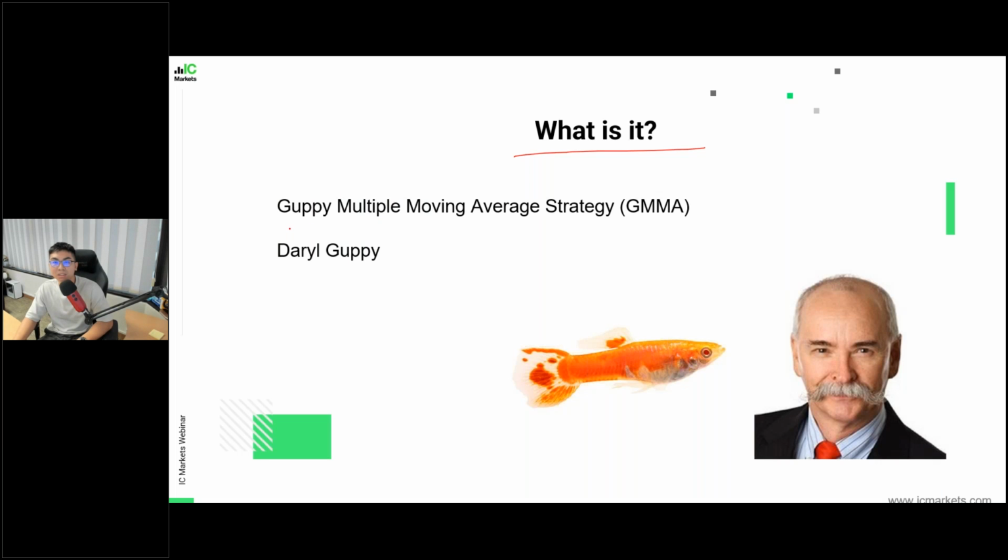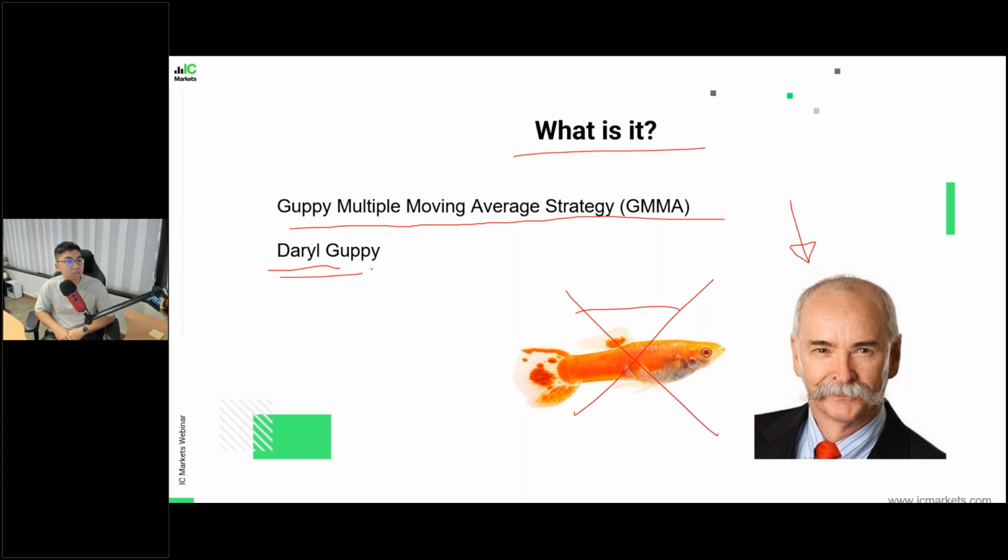So what is it? It's the Guppy multiple moving average. It's not this Guppy. This is the guy that invented it. The Guppy multiple moving average, also known as the GMMA, is a technical indicator that aims to anticipate a potential breakout in the price of an asset. It got its name from Daryl Guppy. He's an Australian financial columnist and a book author who developed the concept in his book Trading Tactics.